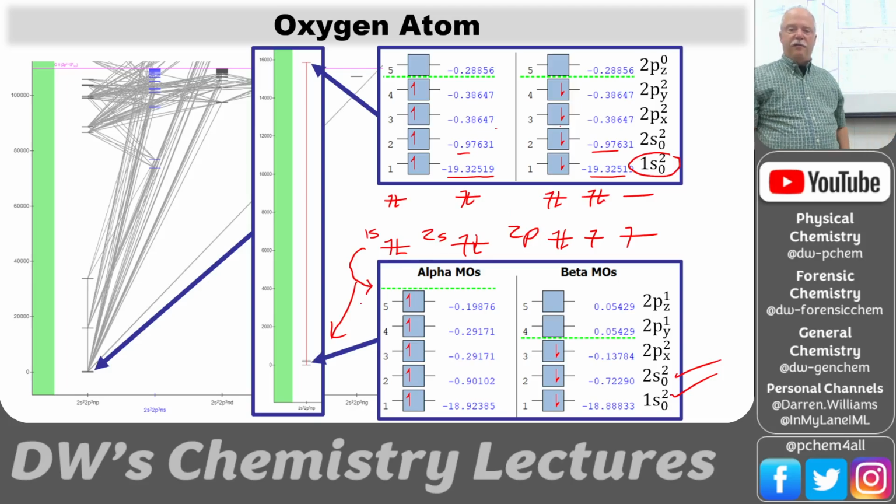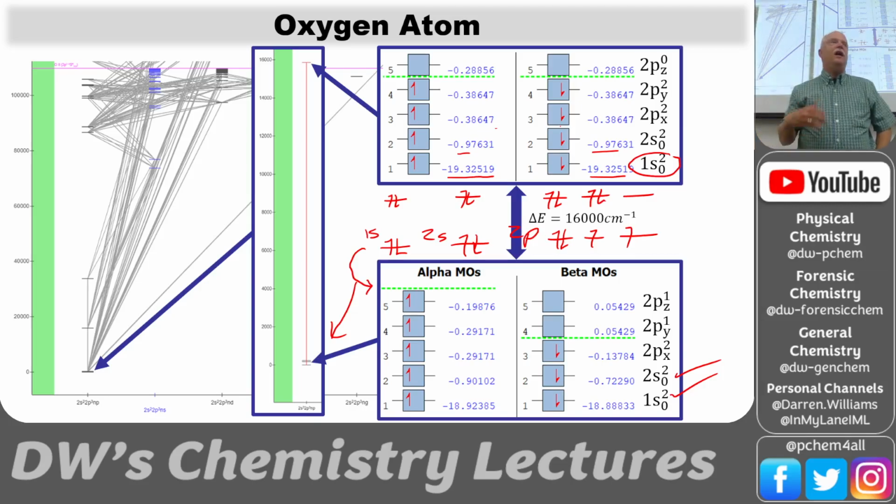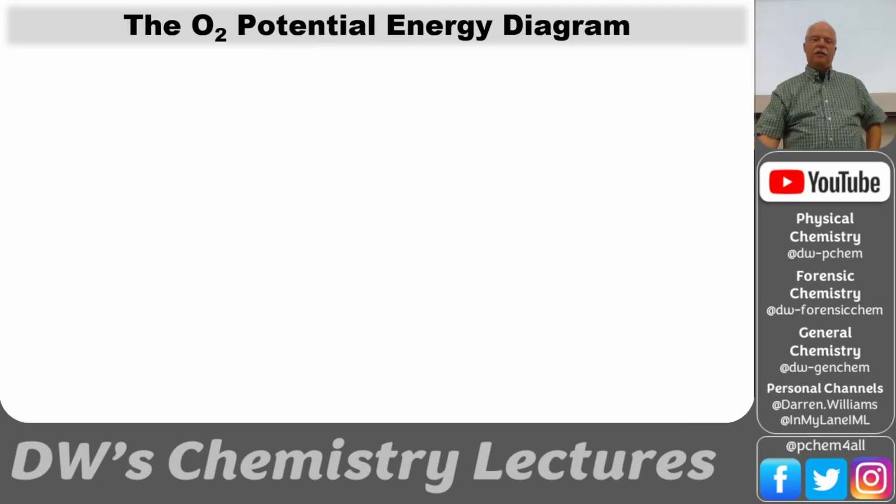Quite a bit higher. In fact, it's 16,000 wave numbers higher. So that's almost a visible transition between these two types of oxygen. Then we bring these oxygen atoms together, we get the molecule, diatomic oxygen. So this is the oxygen, or O2, potential energy diagram.